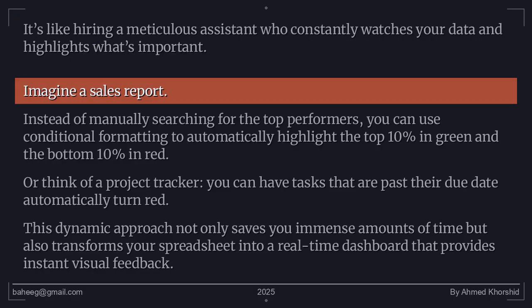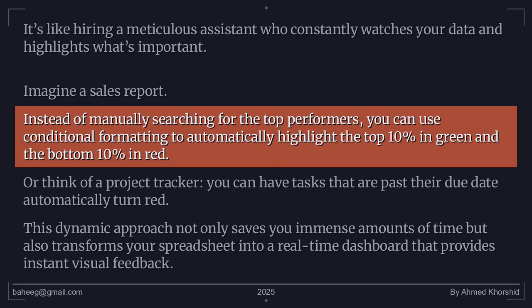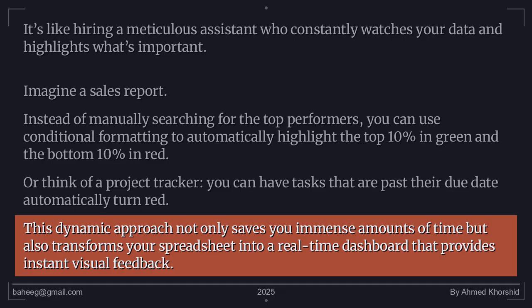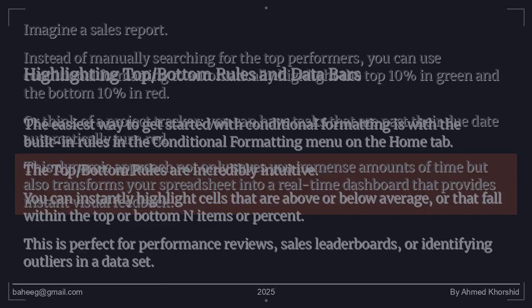Imagine a sales report. Instead of manually searching for the top performers, you can use conditional formatting to automatically highlight the top 10% in green and the bottom 10% in red. Or think of a project tracker. You can have tasks that are past their due date automatically turn red. This dynamic approach not only saves you immense amounts of time but also transforms your spreadsheet into a real-time dashboard that provides instant visual feedback.